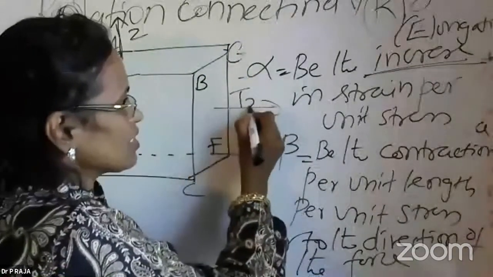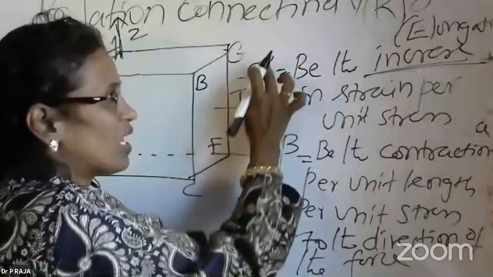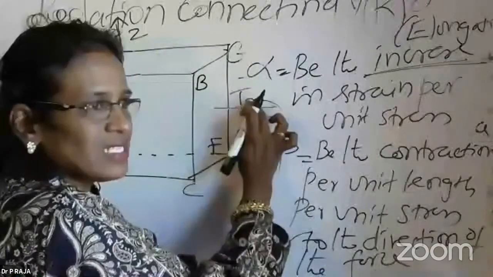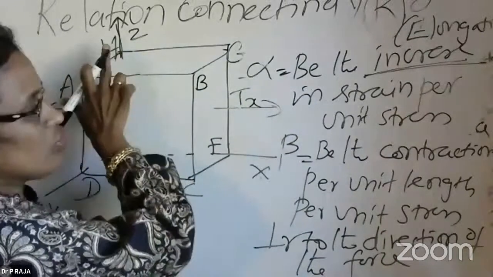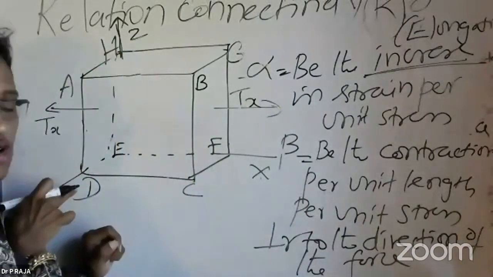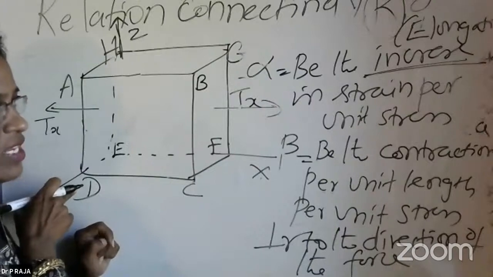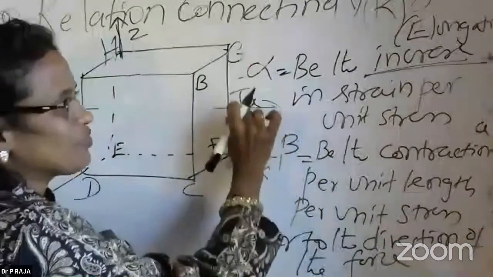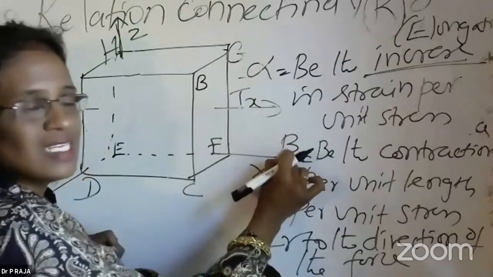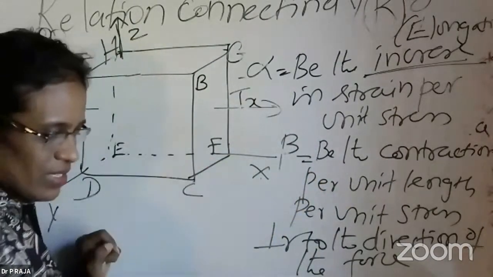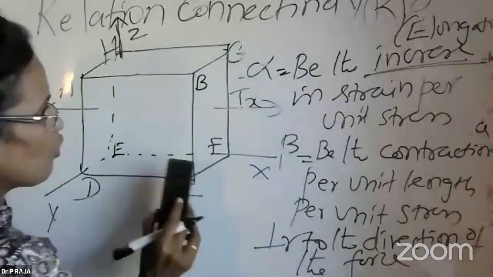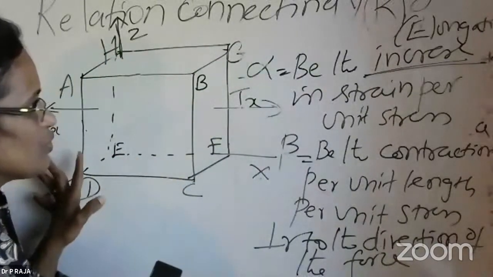Tx is associated with the elongation, so alpha and Tx have to be multiplied. Beta is a contraction happening along the y direction and also in the z direction. So I will have to subtract: alpha Tx minus beta Ty and beta Tz. I will write it in equation form. I hope this is clear to you.